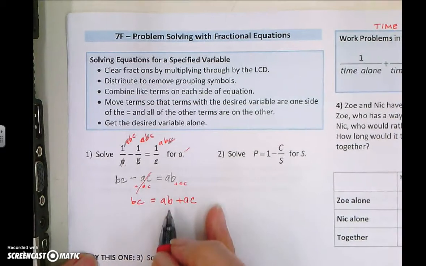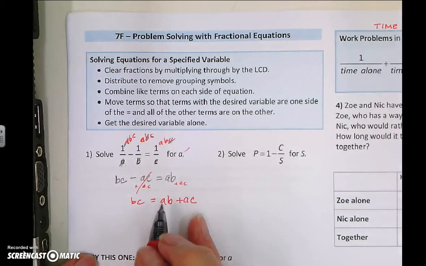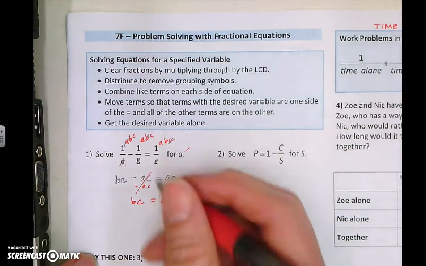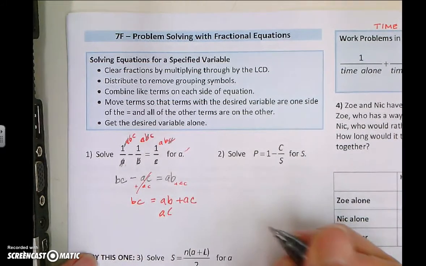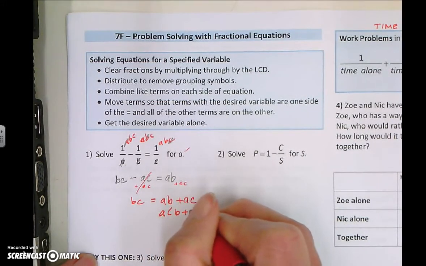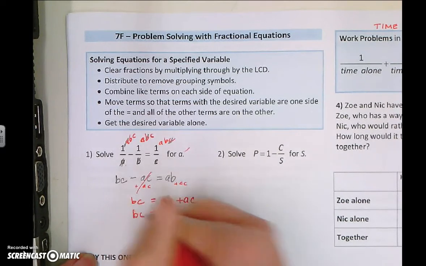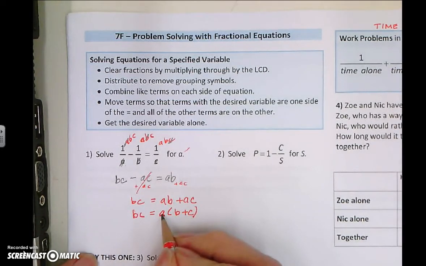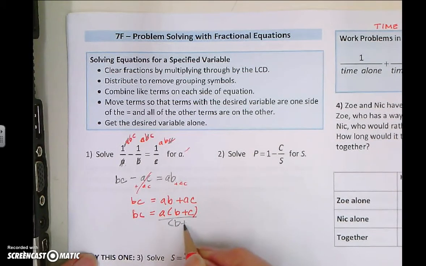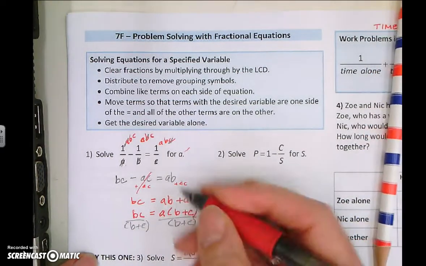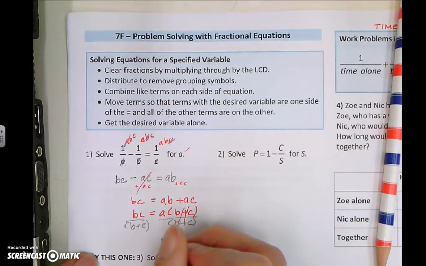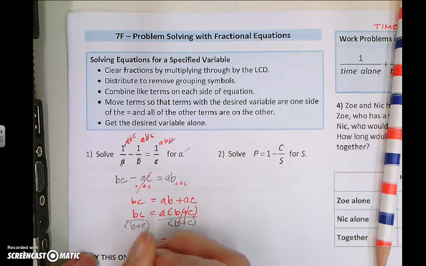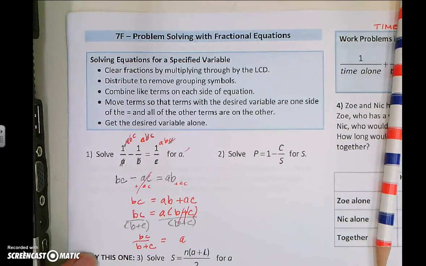So next we want to get our variable alone on one side, but first you have to notice that there's an A in both of these terms. So what I'm going to need to do is factor out the A. That will leave me with A times B plus C is equal to BC. So now I'm ready to isolate the A. Since A is multiplied times the parentheses, I'm going to divide by that parentheses on both sides. And the result will be that A is equal to BC over B plus C.